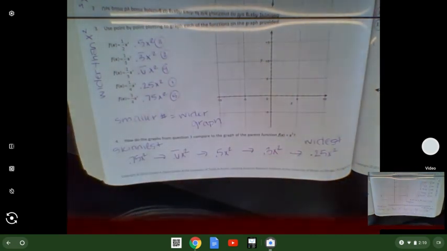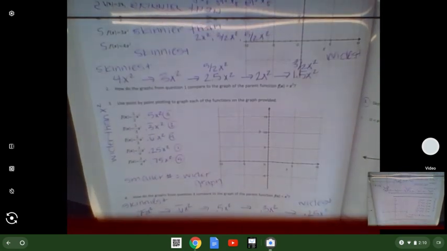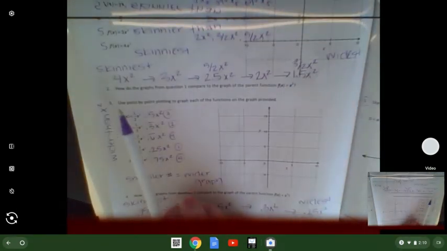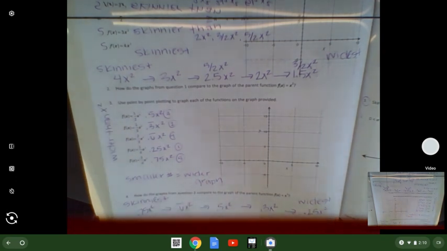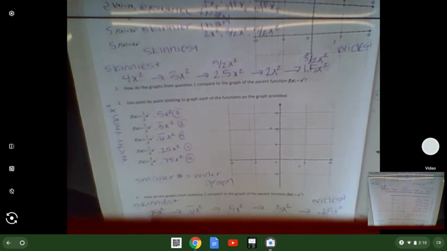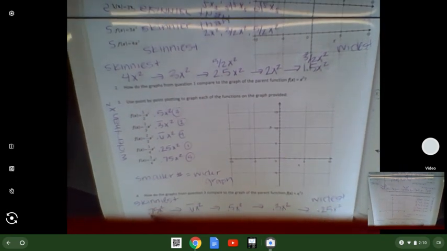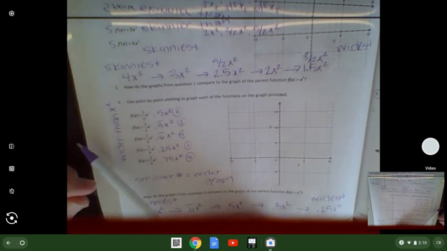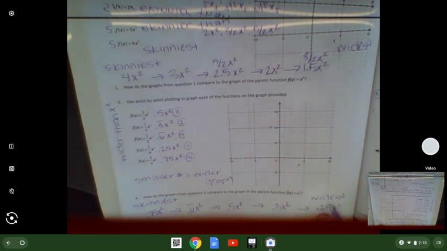Now I realize since all of these numbers are between 0 and 1, our graph technically got wider, but it still continues with our summary we said before: the larger the number, the skinnier you're going to be. 0.75 is the largest of our coefficients in number 3, and it is the skinniest of our graphs. The larger the number, the skinnier you're going to be. The smaller the number, the wider you're going to be.